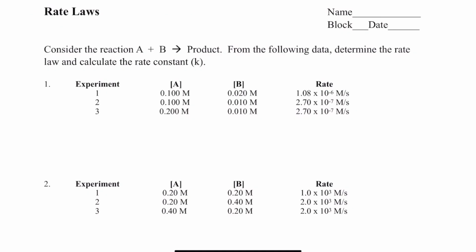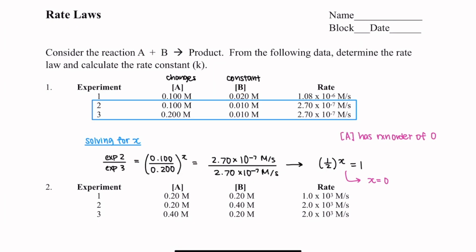Okay, so let's try solving the first question. We will solve for the reaction orders first. X represents the impact A has on the rate, and Y represents the impact B has on the rate. First, we'll be solving for X. You have to look for two of the three experiment data in which the concentration of A changes, but the concentration of B remains constant. And in this case, it would be experiment 2 and 3.